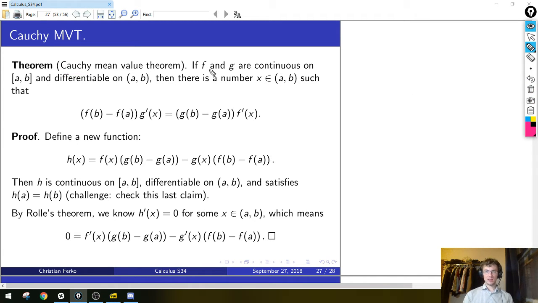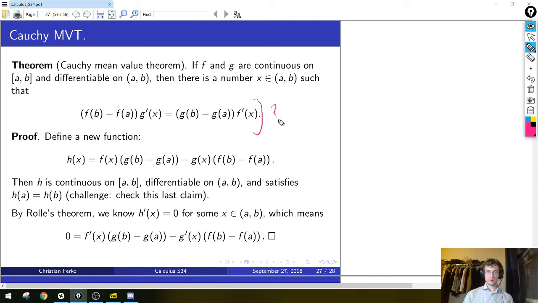So we have two functions, f and g. We assume both functions f and g are continuous on the closed interval a to b and differentiable on the open interval a to b. You may recognize these are the same assumptions as in the usual mean value theorem. That's one similarity. Now the conclusion of the theorem is that there exists a number x in the open interval from a to b with the property that this equation holds. What is the equation? Quantity f of b minus f of a times g prime equals quantity g of b minus g of a times f prime.